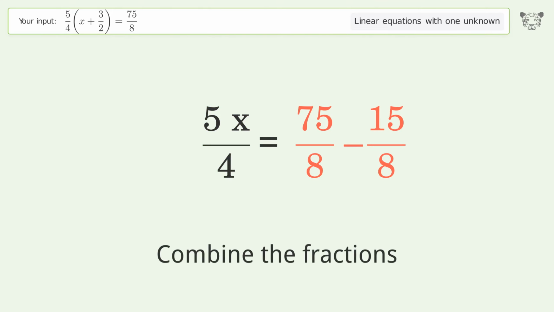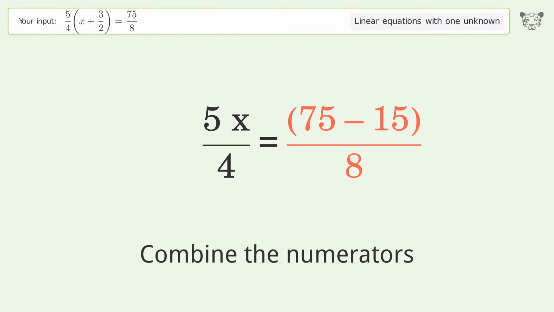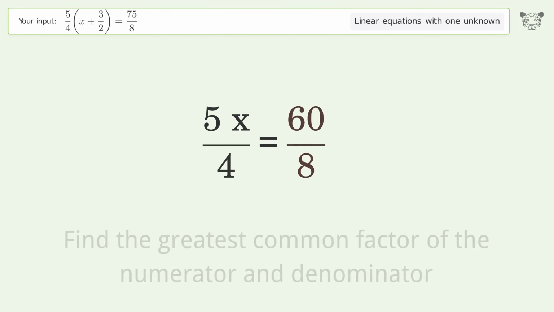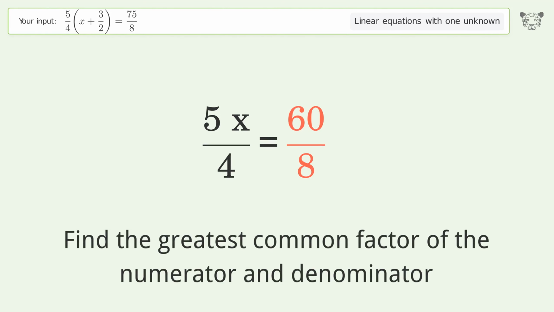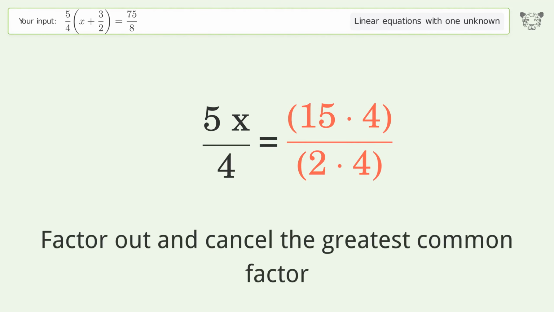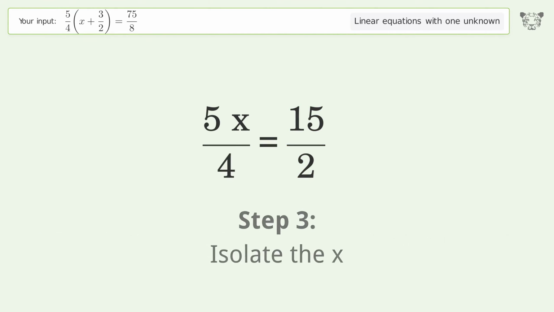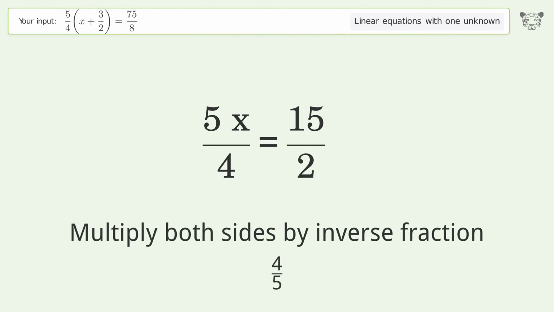Combine the fractions. Combine the numerators. Find the greatest common factor of the numerator and denominator. Factor out and cancel the greatest common factor. Isolate the x. Multiply both sides by inverse fraction 4/5.